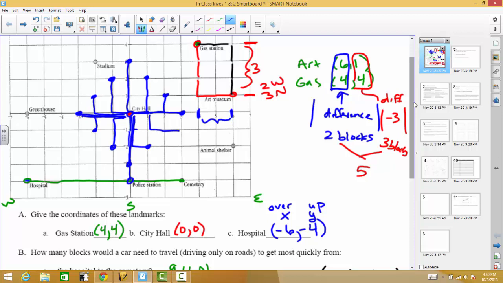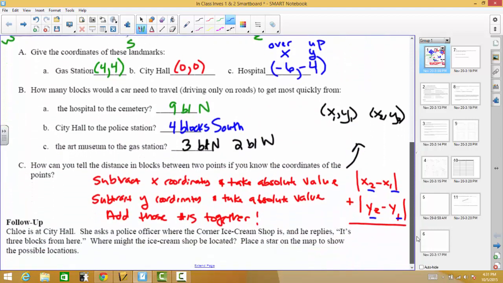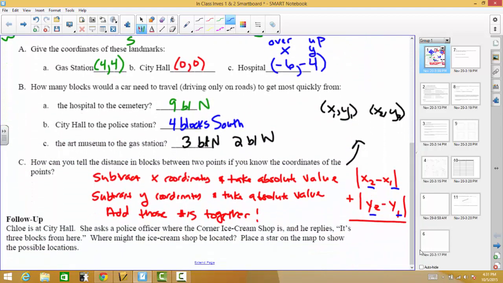Hold on, whoops, did not start. No. Always start from the origin. 1, 2, 3. So you've got 1, 2, 3, 4, 5, 6, 7, 8, 9, 10, 11, 12 different options of where it could be. So I'll put 12 options.